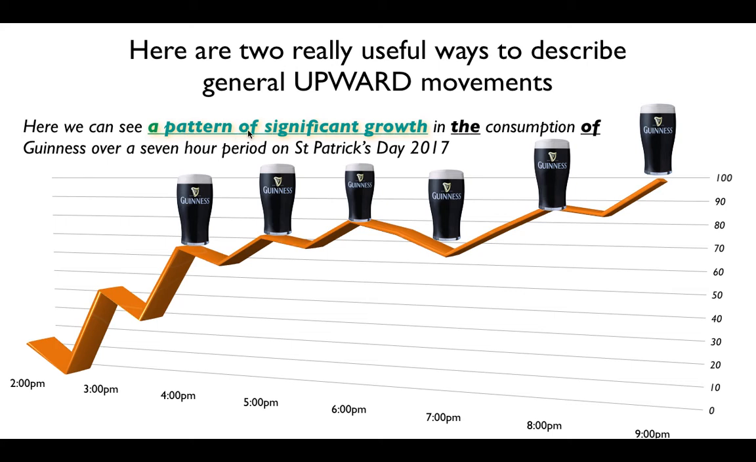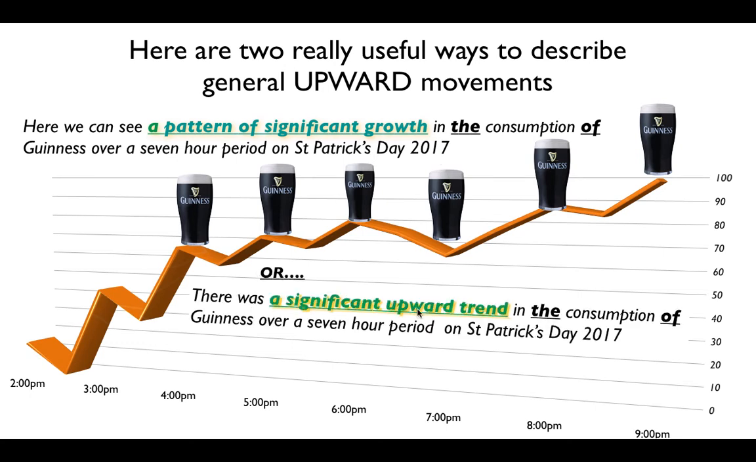So here we can see a pattern of significant growth in the consumption of Guinness over a 7-hour period on St. Patrick's Day 2017. You can also say there was a significant upward trend in the consumption of Guinness over a 7-hour period on St. Patrick's Day 2017. So there are two ways of showing upward movement, a pattern of significant growth and a significant upward trend. And it's useful when you're describing the entire line and a general pattern.